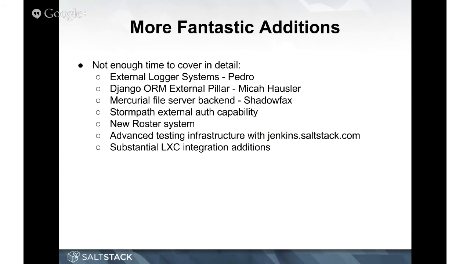The new Django ORM external pillar, we just got that squeezed into 0.17, and so that allows you to abstract pillar data directly from a Django ORM style database. The Mercurial file server backend comes in and it works much like the Git file server backend, but now we can do it with Mercurial, which is going to make a lot of people happy.